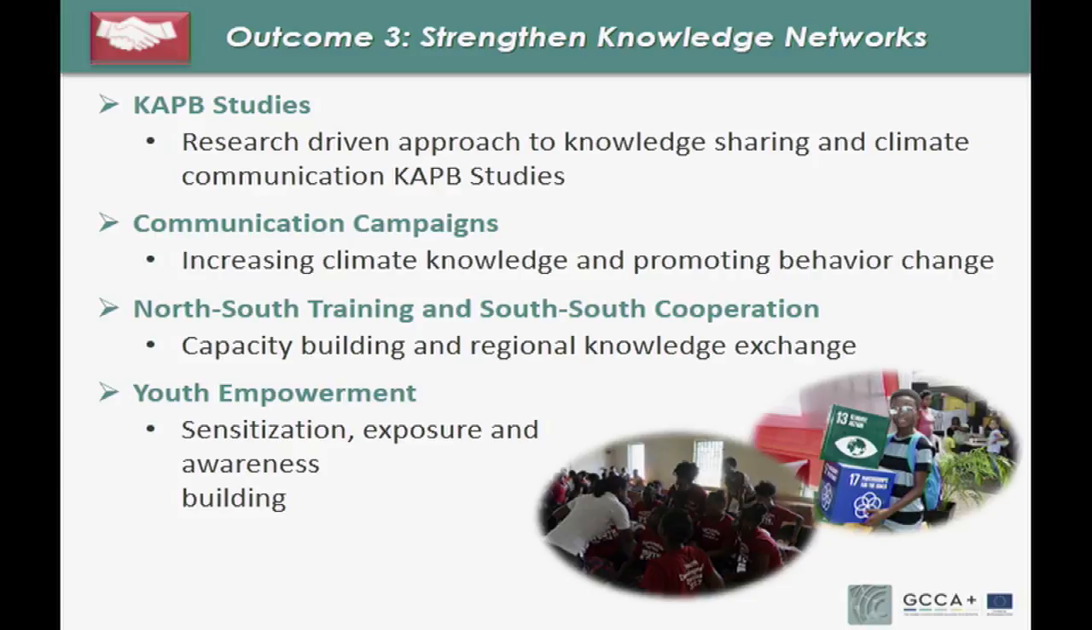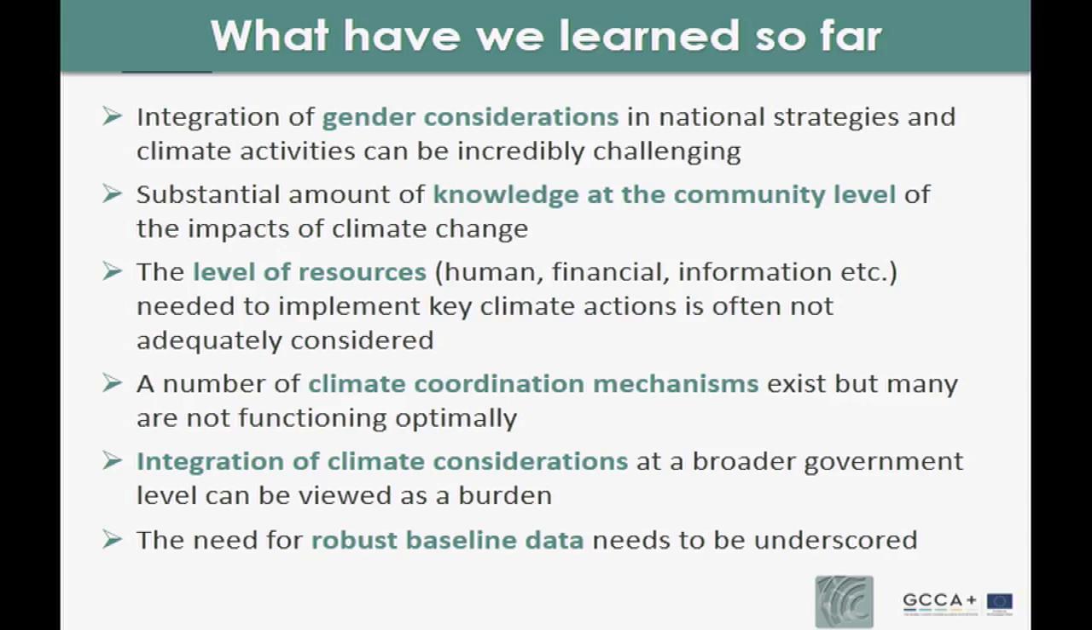What have we learned so far? We are at the midway point of our project, and we have learned a lot. First off, that integration of gender considerations into national strategies and into the pilot initiatives has been a challenge. In order for this to be successful, there needs to be a real understanding of how gender is influenced by climate change, the disparities between the genders, and how this can be properly addressed under each of these strategies and the pilot projects. And I don't think that this is clearly understood.